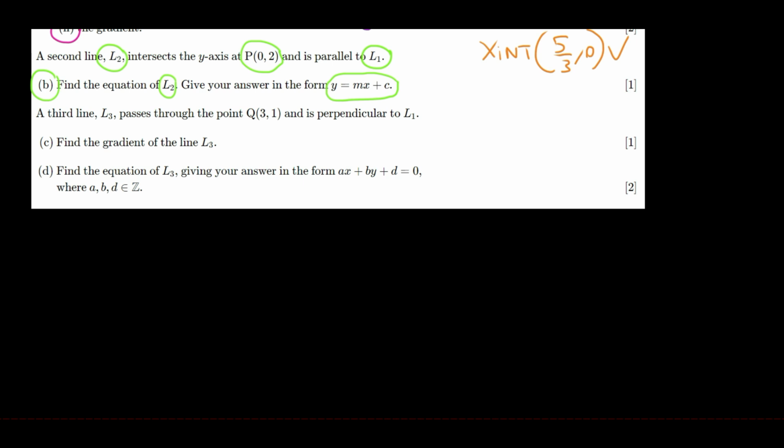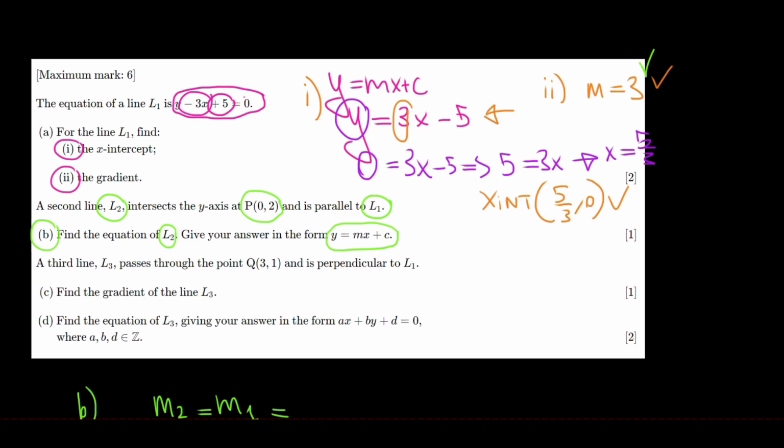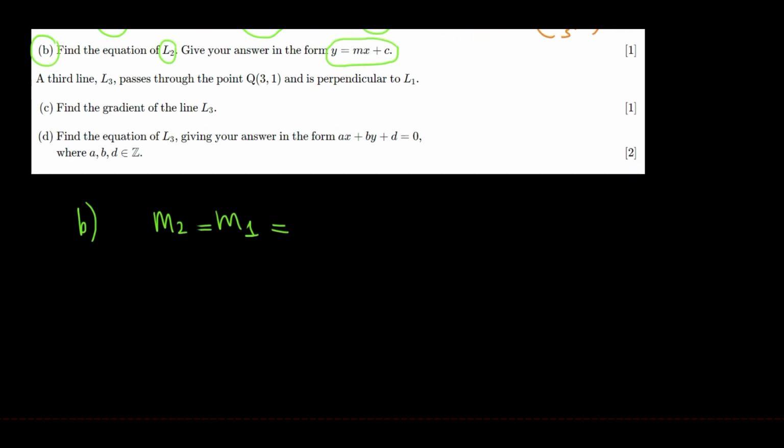Okay, well, what do we know about parallel lines? When we have parallel lines, the gradients of those lines are equal. So the gradient of the second line, m2, equals the gradient of the first line, m1. Now, what's that? Well, we concluded from part A that this was 3. So I'm going to put the 3 over here. So the equation of this line is going to be y equals 3x plus c. That's where we are at the moment.